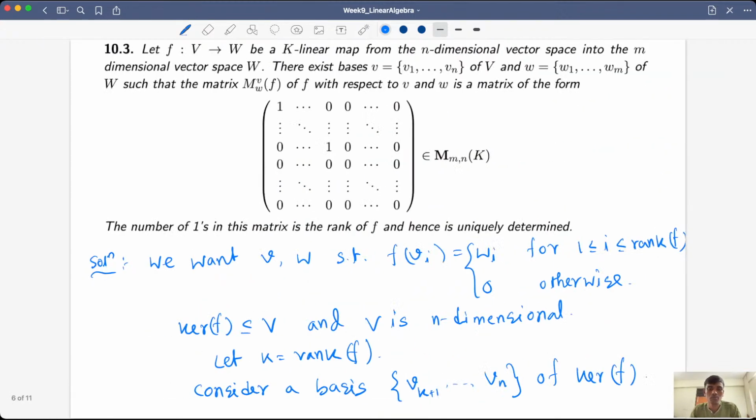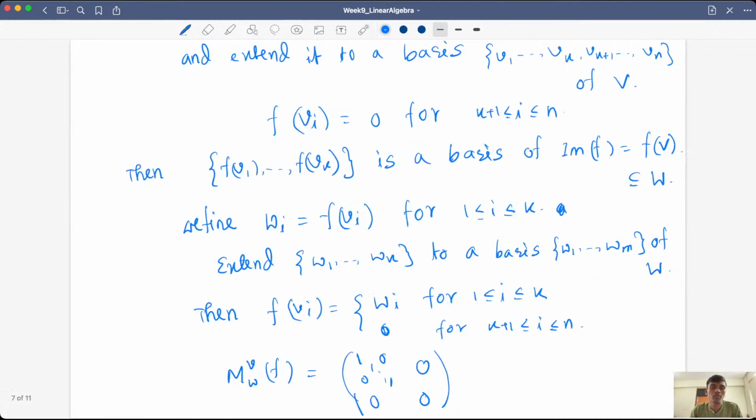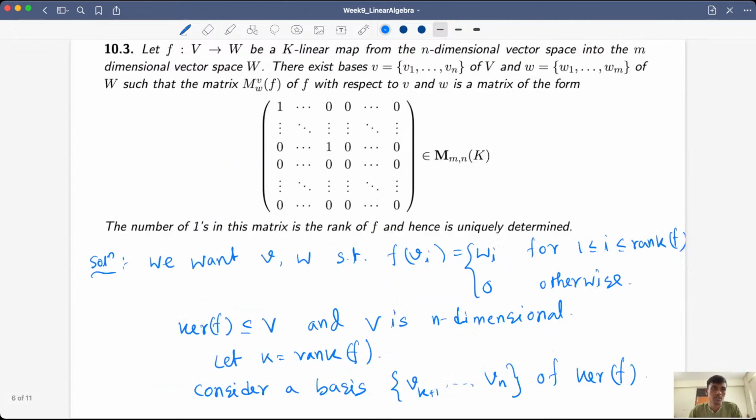So you have to first start with the basis of the kernel of f, then extend it to a basis of v, and then consider the basis of w such that the image of f is generated by that extended extra basis of v. So in this way you will get this thing.